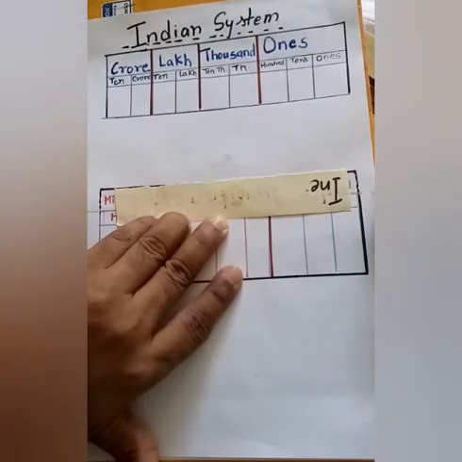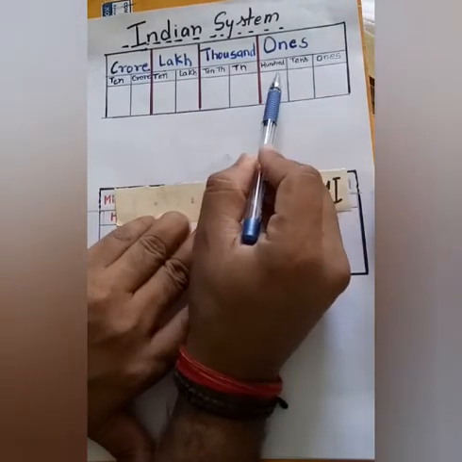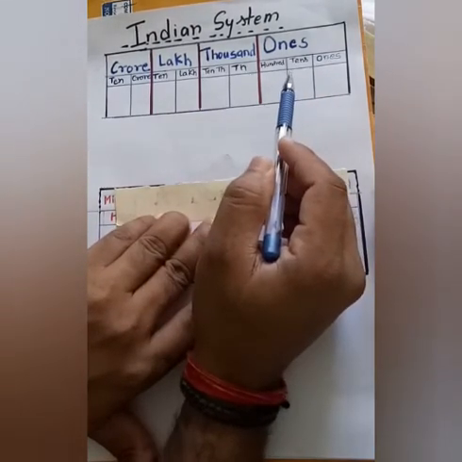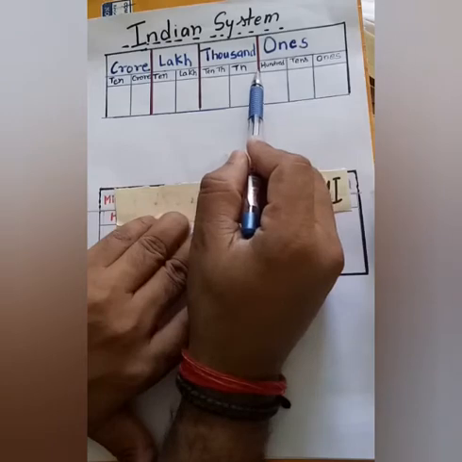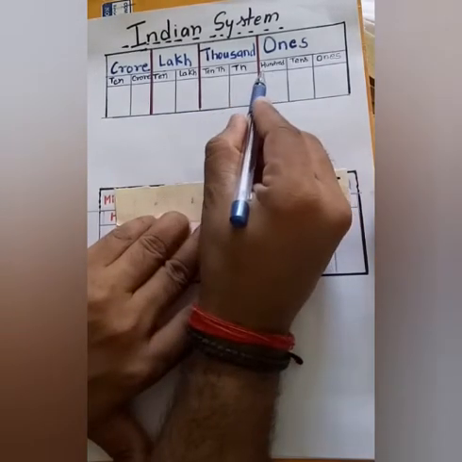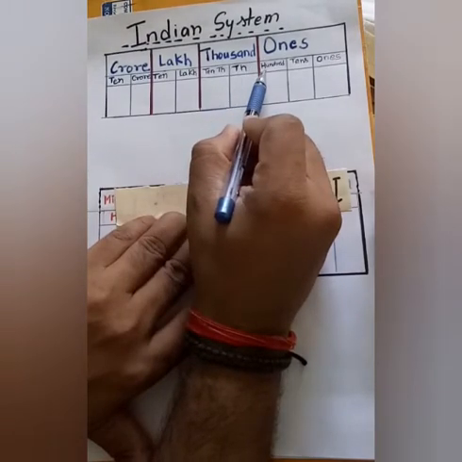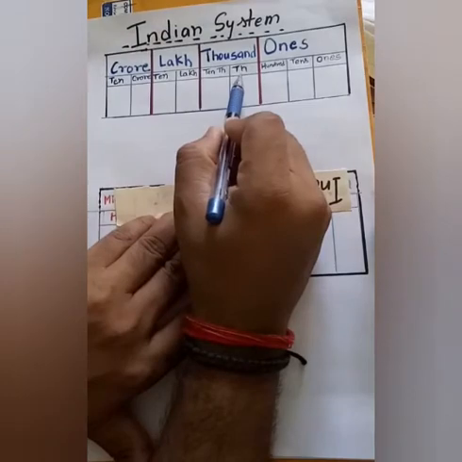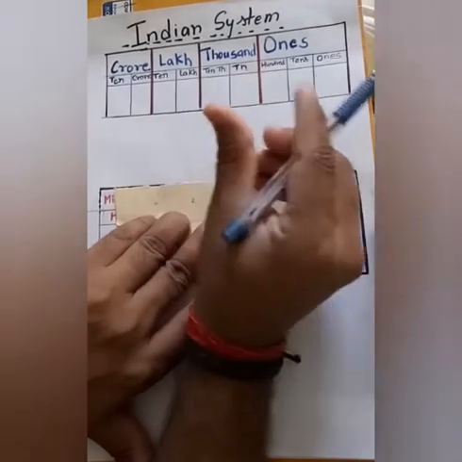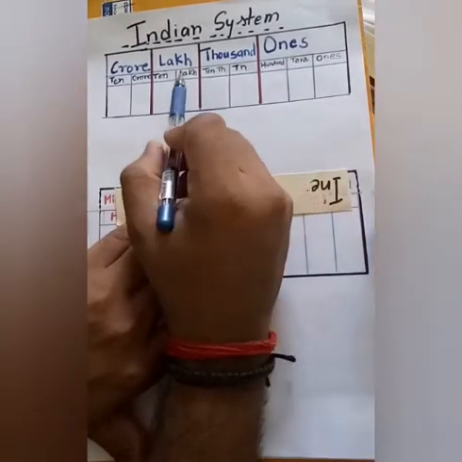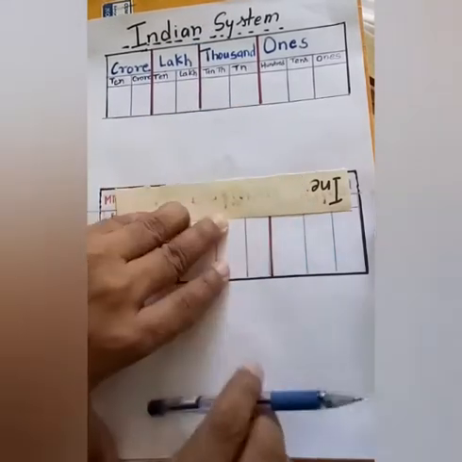Now the most important thing to remember in the Indian system is the commas. Where to put commas is very important. In ones, hundreds, and tens, after three digits the first comma comes. In the thousands, the thousand and 10,000 digits are put together in the same column. Similarly lakh and 10 lakh come together, and after two digits again we put commas. Let us see some examples.